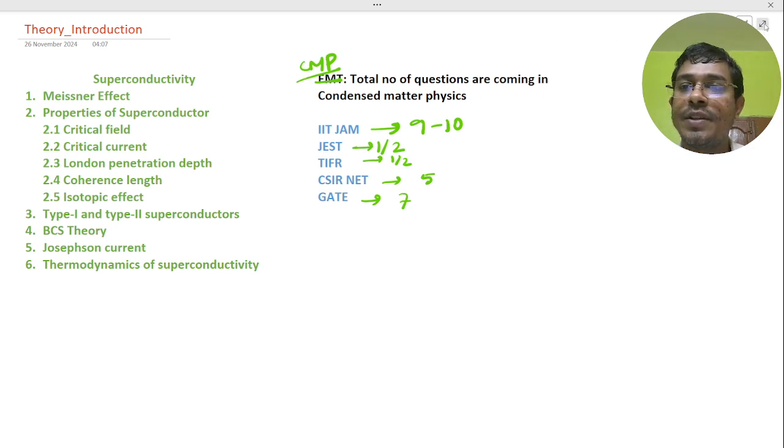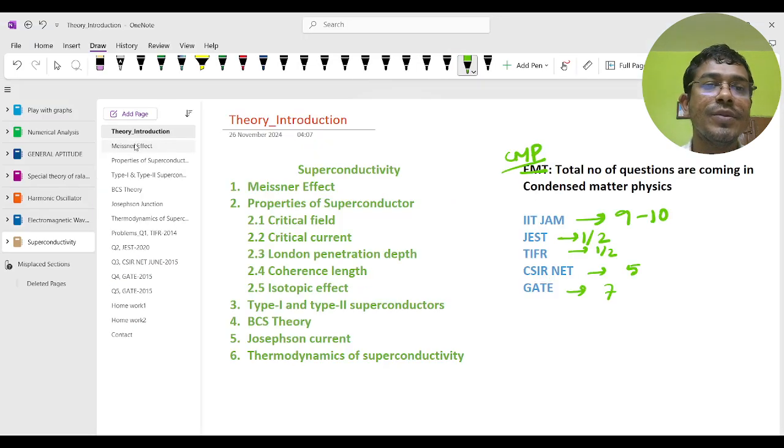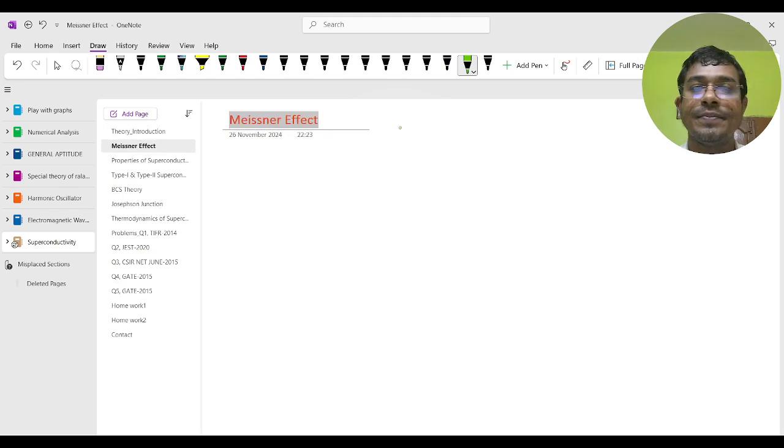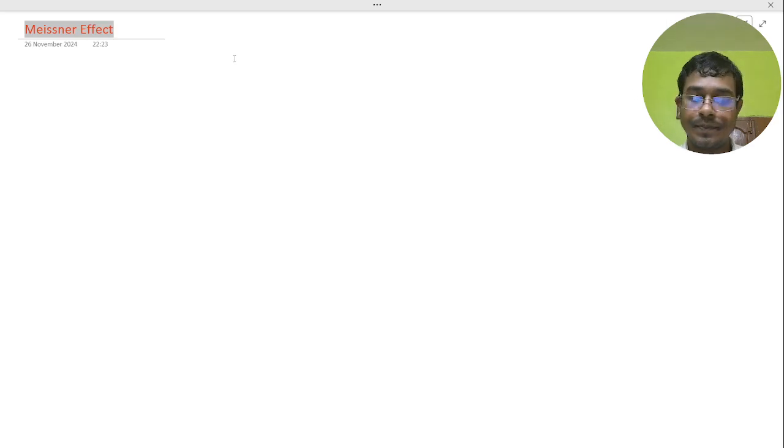So basically we go ahead with our main part, the Meissner effect. We will first cover some theoretical concepts and formulas, and after that we will go through the examples coming in CSIR NET and IIT JAM exams.